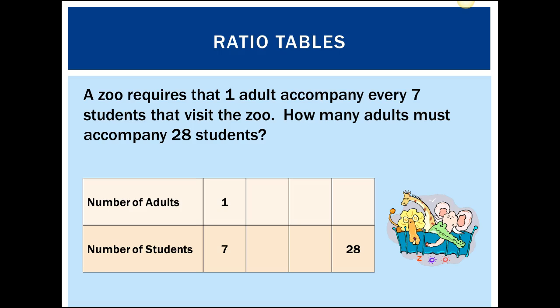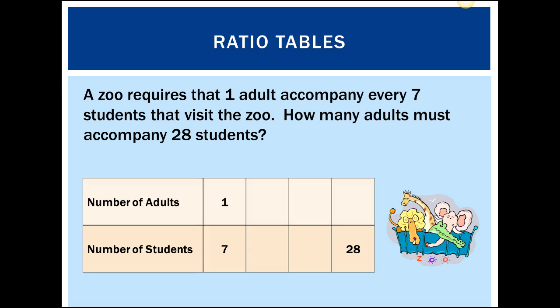Let's take a look at our first problem. A zoo requires that one adult accompany every 7 students that visit the zoo. How many adults must accompany 28 students? One way to solve this problem is to use a ratio table. There are other ways that we will look at later in the chapter.